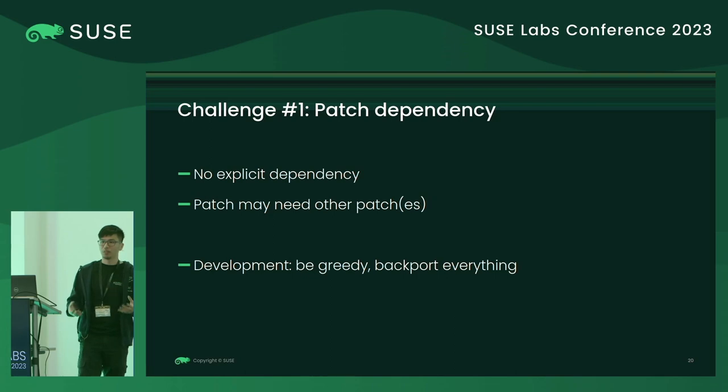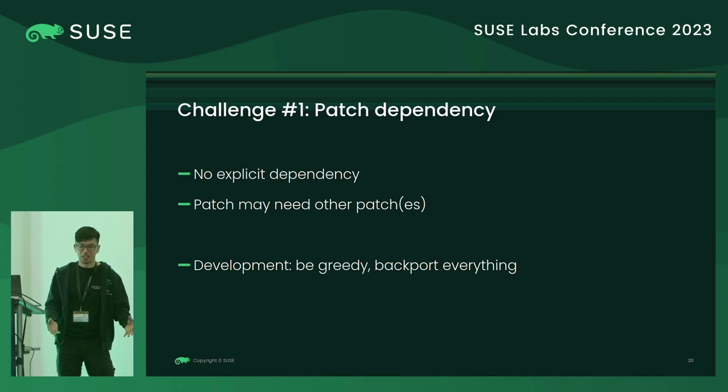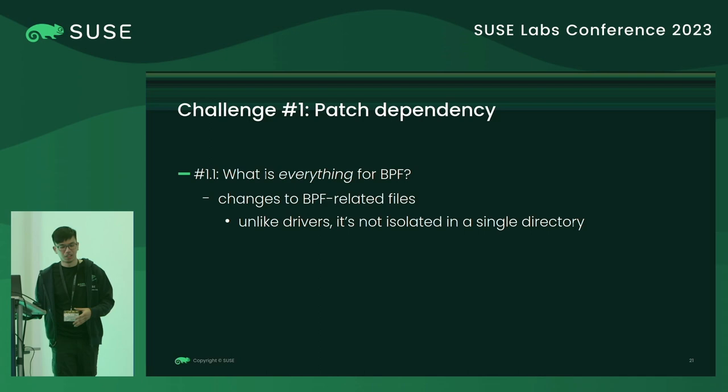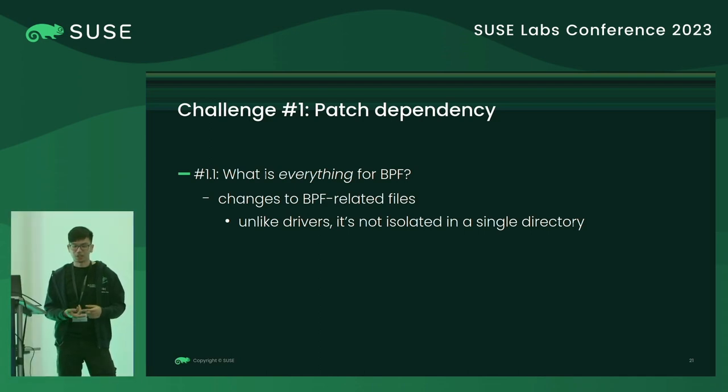For the development branch, I just use a simple strategy. I go very greedy and I take every single BPF commit. But that's not as simple as it sounds. So what is everything for BPF? Well, it's of course every change to a BPF-related file.